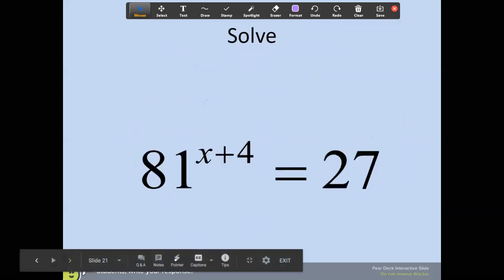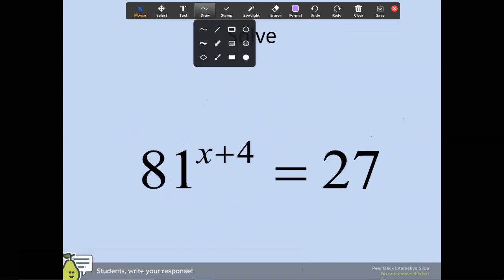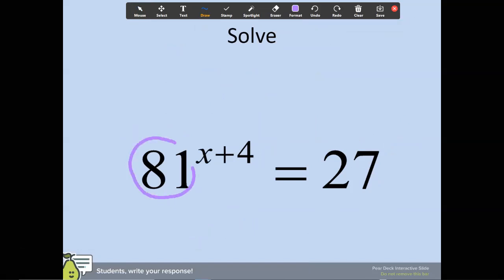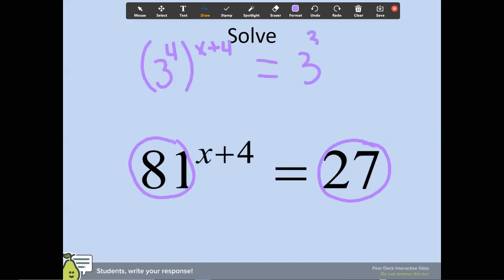Okay, so on this problem, you can use logarithms, but really you don't have to, because an 81 and a 27 are both 3 to a power. So I can do this like we used to do in Integrated 1, honestly. 3 to the 4th is 81, and that's being raised to the x plus 4. And 3 to the 3rd is 27.